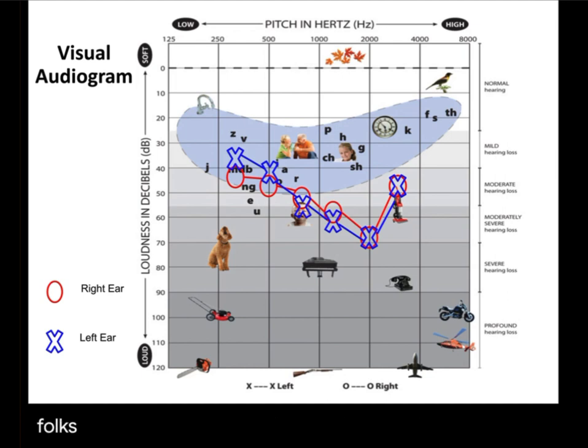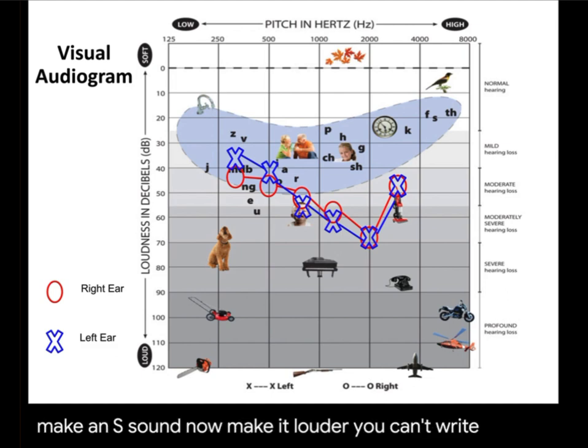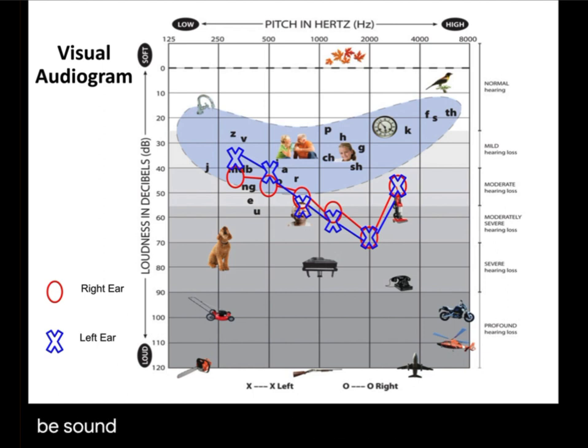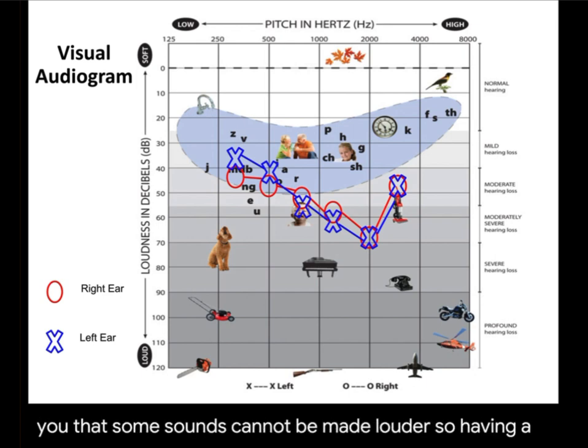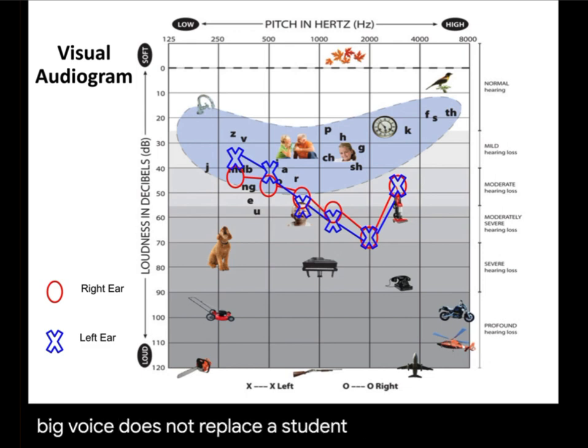Folks, please make an S sound. Now, make it louder. You can't, right? Make a B sound. Now, make it louder. Easy to do, isn't it? This shows you that some sounds cannot be made louder. So having a big voice does not replace a student's need for hearing aids or a teacher's need to wear an FM system in the classroom.